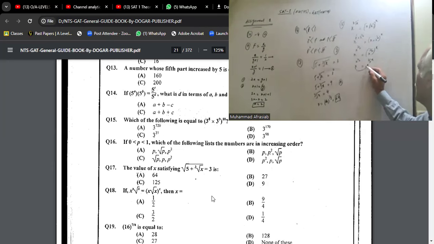Since the bases are the same, the powers must be equal. So x power 3 by 2 is equal to 3x by 2. But x power 3 by 2 is basically x into x power half. That is 3x by 2, x and x cancel. So x power half is equal to 3 by 2. Taking square on both sides, x should be equal to 9 by 4. And this answer is the choice B.